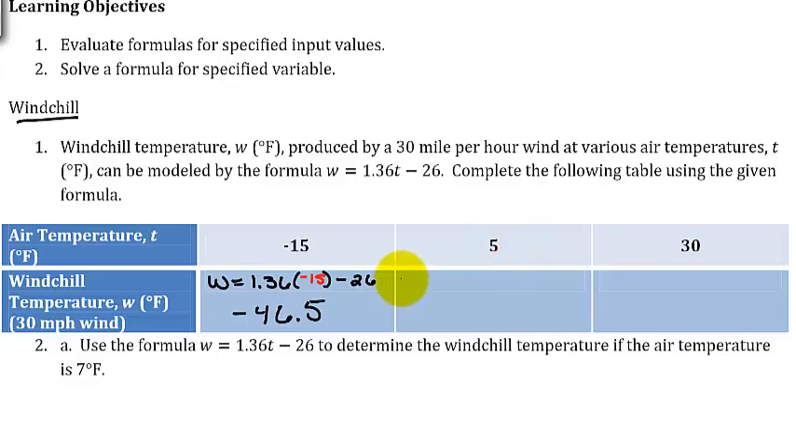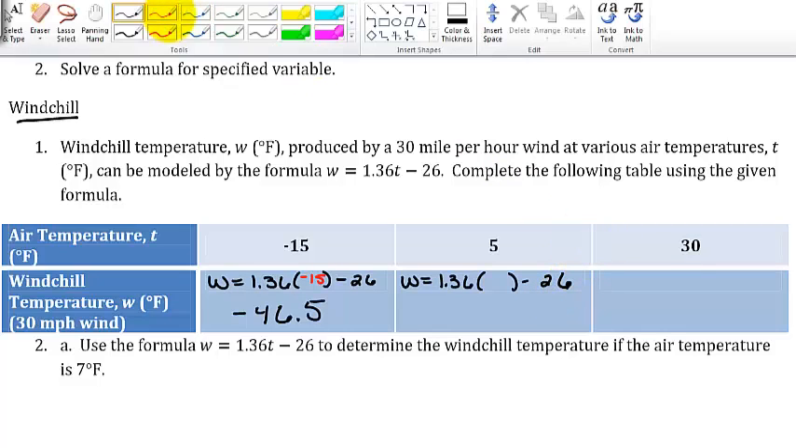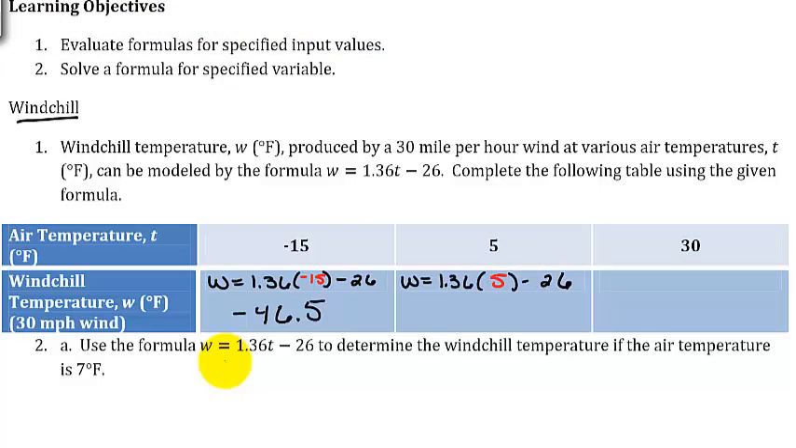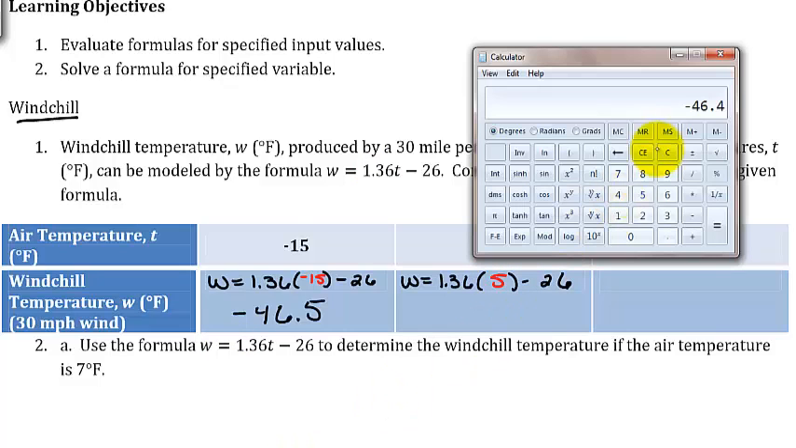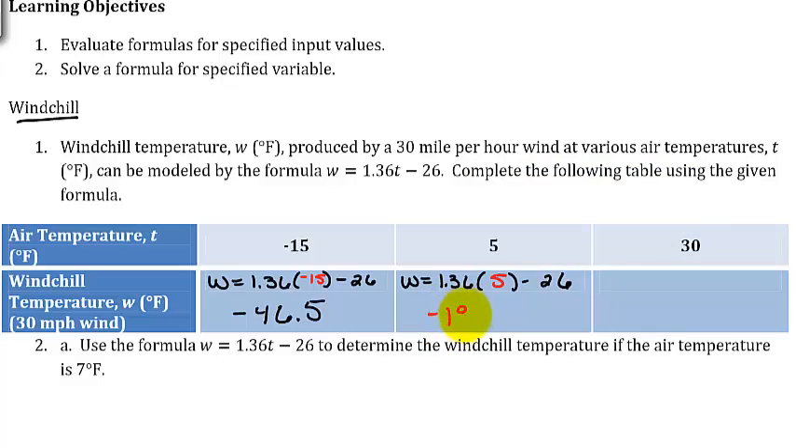Do the same thing for 5, so that would be W is equal to 1.36 times 5 minus the 26. And so I left that empty set of parentheses where the T was in my original equation, and I'm replacing that with a 5 this time. So 1.36 times 5 equals 6.8, and we're going to subtract from that 26, giving us negative 19.2.